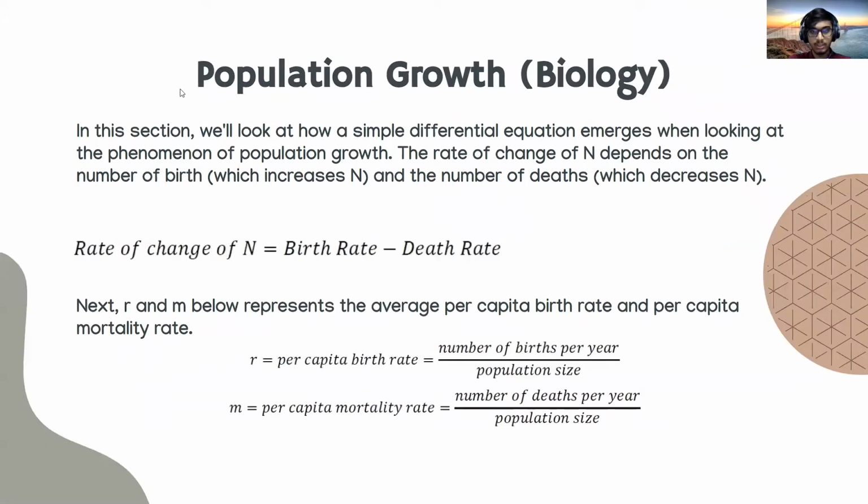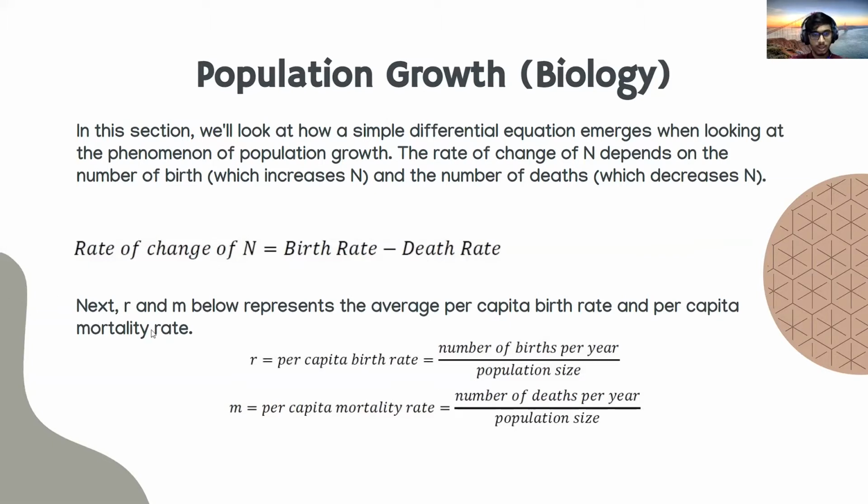Okay, so I'll be presenting about biology, which is population growth using the differential equation. In this section, we'll look at how a simple differential equation emerges when looking at the phenomenon of population growth. Here, N represents the number of individuals of a population. The rate of change of N depends on the number of births, which increases the population, and the number of deaths, which decreases the population. So there we have the equation: rate of change of N equals birth rate minus death rate.